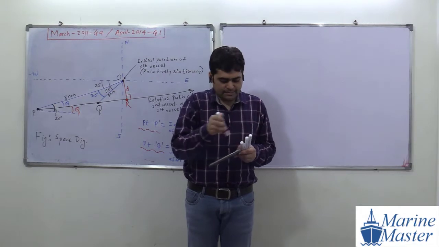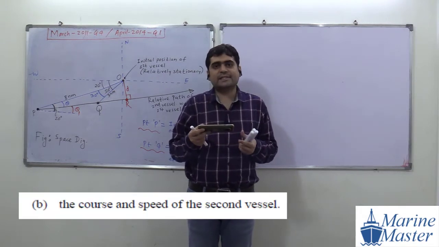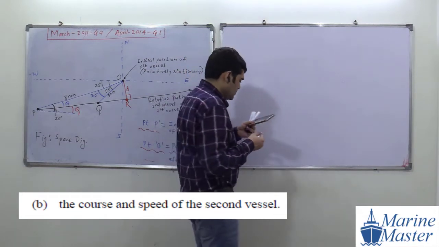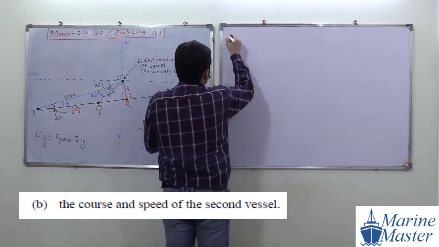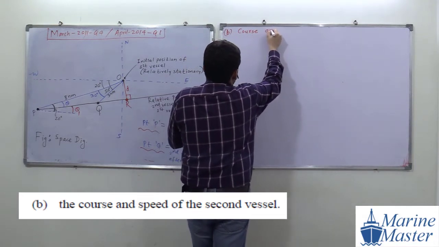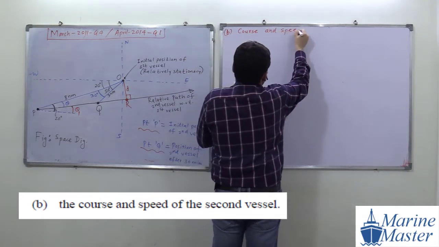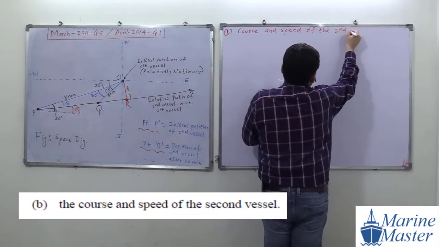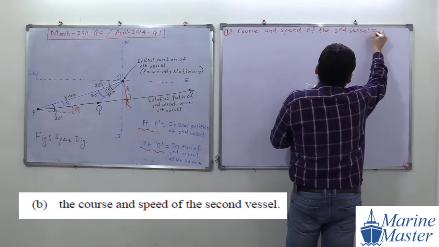What are they asking us in the B part? Course and speed of the second vessel. What is the meaning of course? Course means direction. So in the B part, what are they asking us? Course and speed of the second vessel. This is our target here.